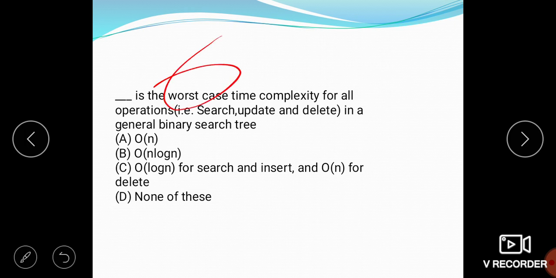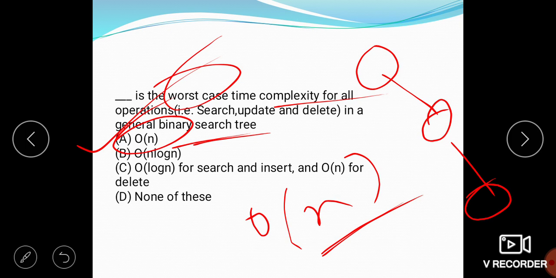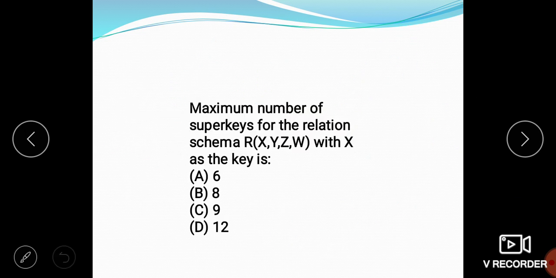Now next question, the worst case time complexity of the binary search tree. The binary search tree worst case time complexity is O(n). The worst case occurs when the binary tree is skewed, that means in one direction. At that time, we have to perform search, update and delete operations in O(n) time, because we have to traverse the whole tree.